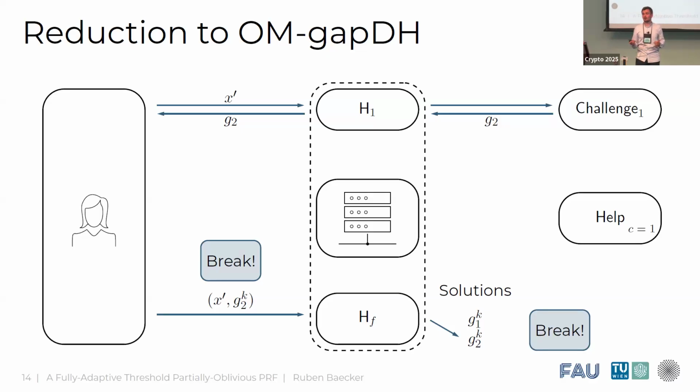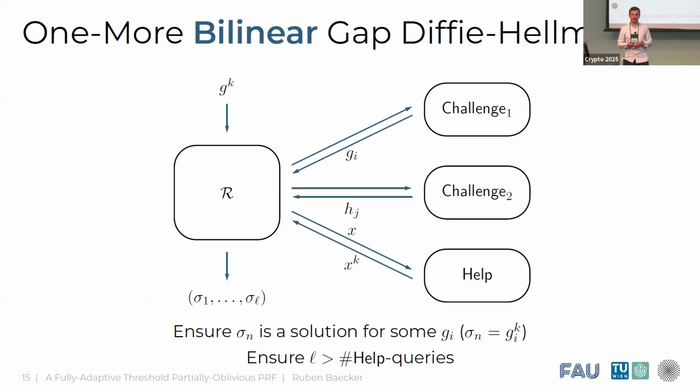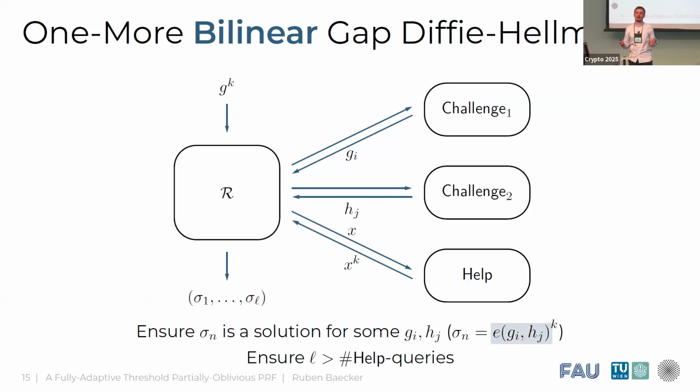Okay, so now we've seen how the proof works for the fully oblivious part. What do we need to do the proof for the partially oblivious part? So we definitely need another assumption, because the one-more gap Diffie-Hellman assumption does not work well with bilinear pairings. So we need a natural extension to the bilinear setting. And that differs in comparison to the other one just by adding a challenge oracle, which returns challenge elements from the second base group. And solutions are now of the form that we combine two challenge elements, one from each base group, together and then raise it to K.